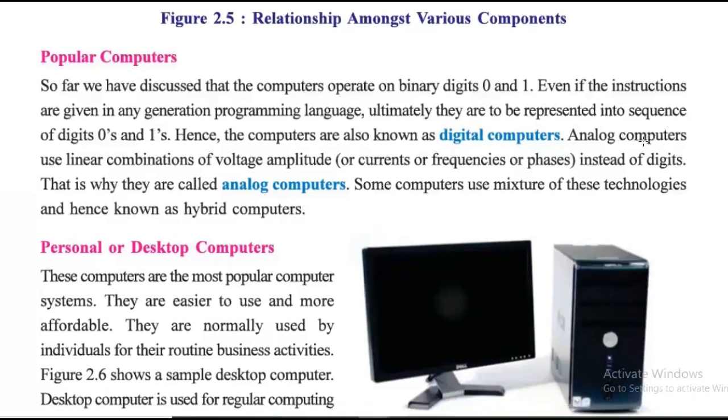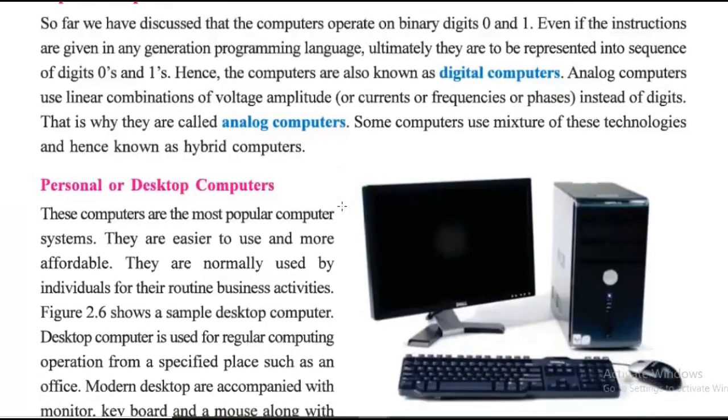Analog computers use a linear combination of voltage, amplitude, or current frequency instead of digits. And there are hybrid computers also, wherein it uses both these systems, digital as well as analog computer technology. That is called a hybrid computer.